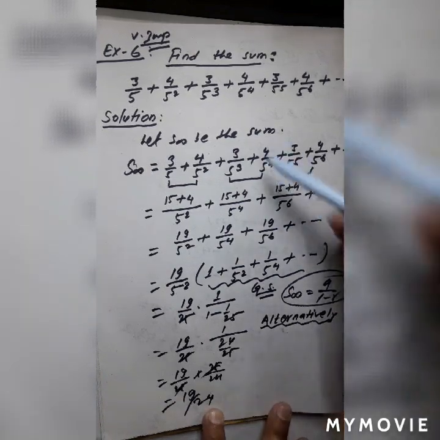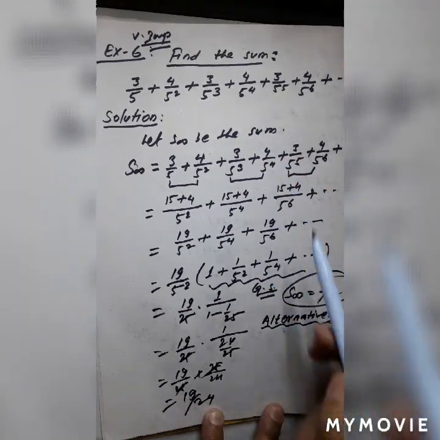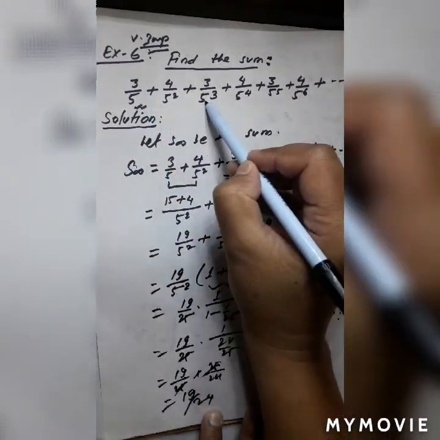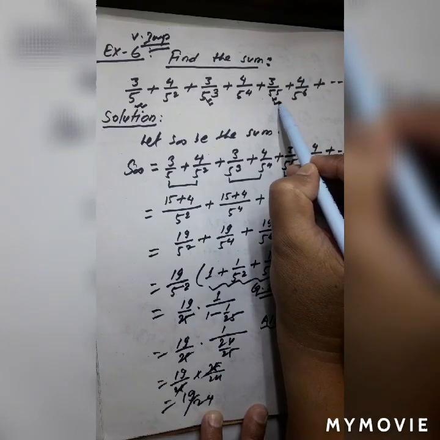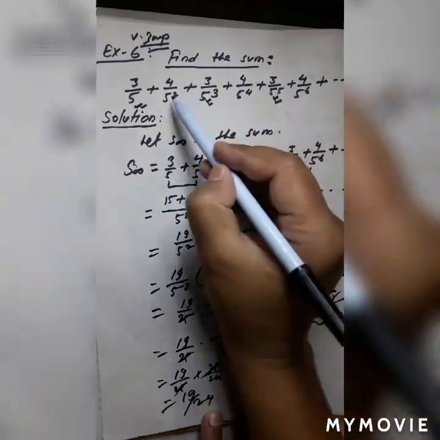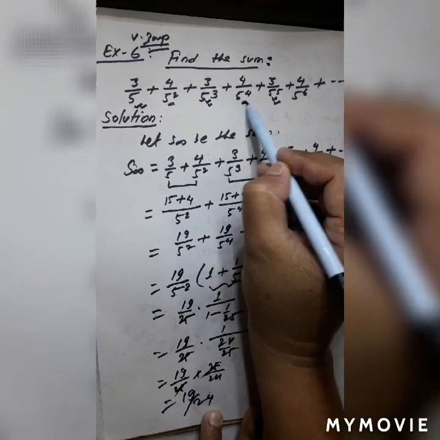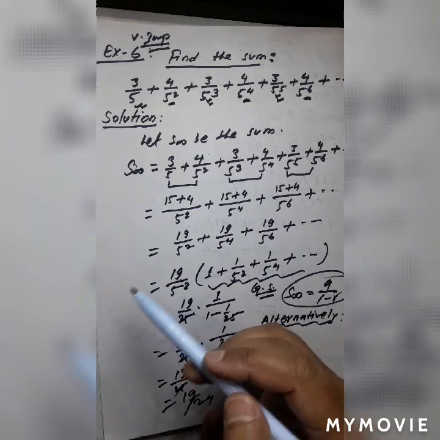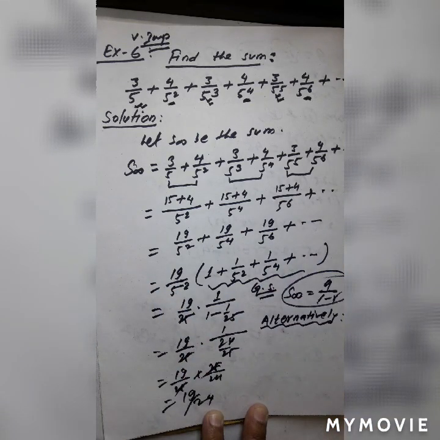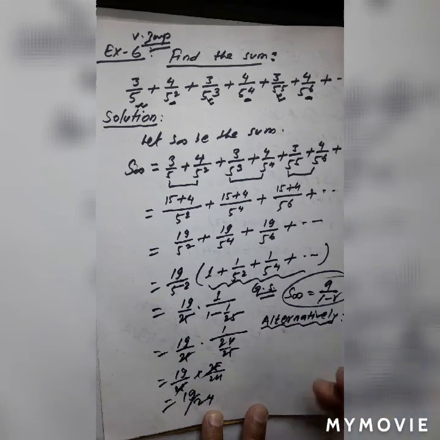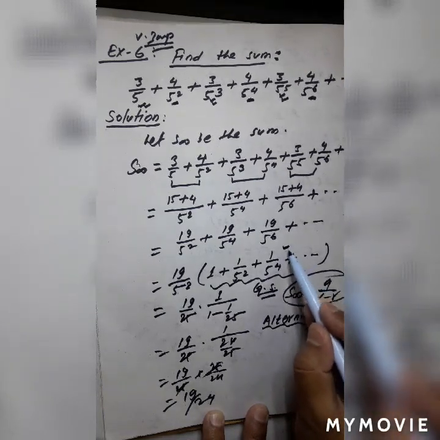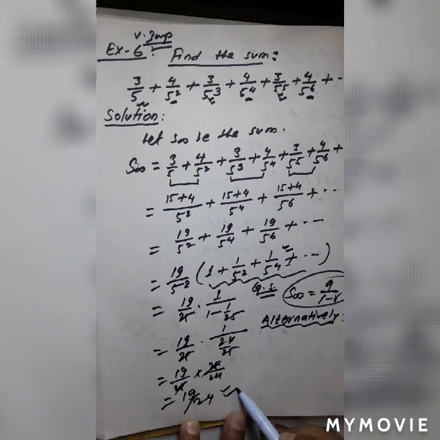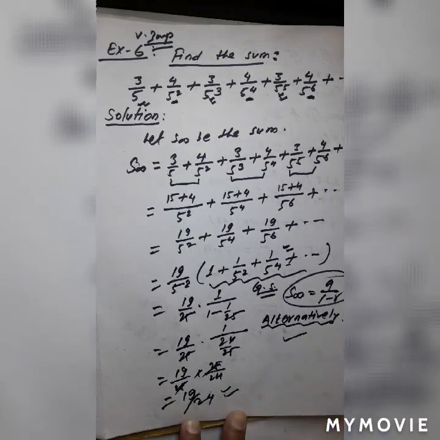This question can be done by another process alternatively. If you take 3 by 5, 3 by 5 cube, 3 by 5 power 5 in one bracket, and similarly 4 by 5 square, 4 by 5 power 4, 4 by 5 power 6 in another bracket, then take 3 by 5 common and 4 by 5 square common. After taking common, you will get two infinite series. Use the formula and simplify, and you will get the same result. By that process also you can do this question.